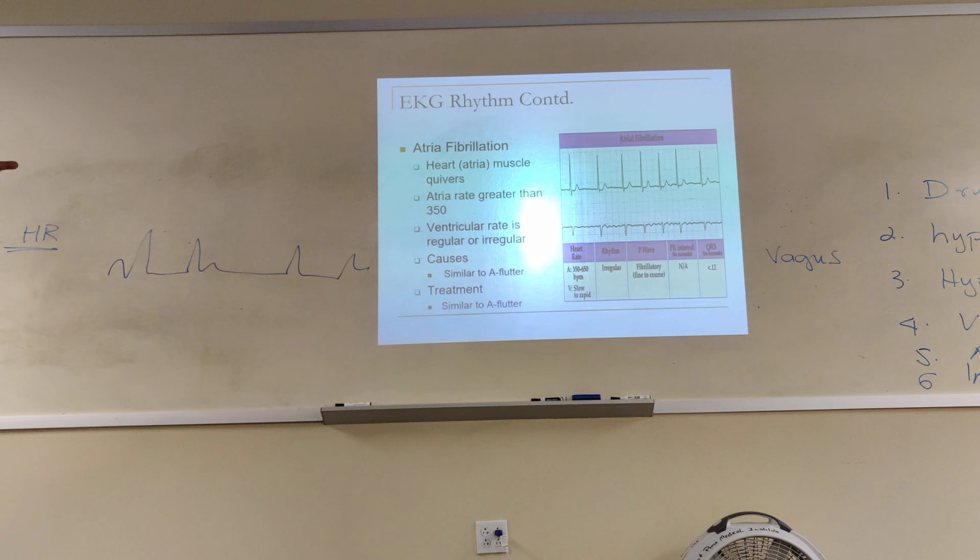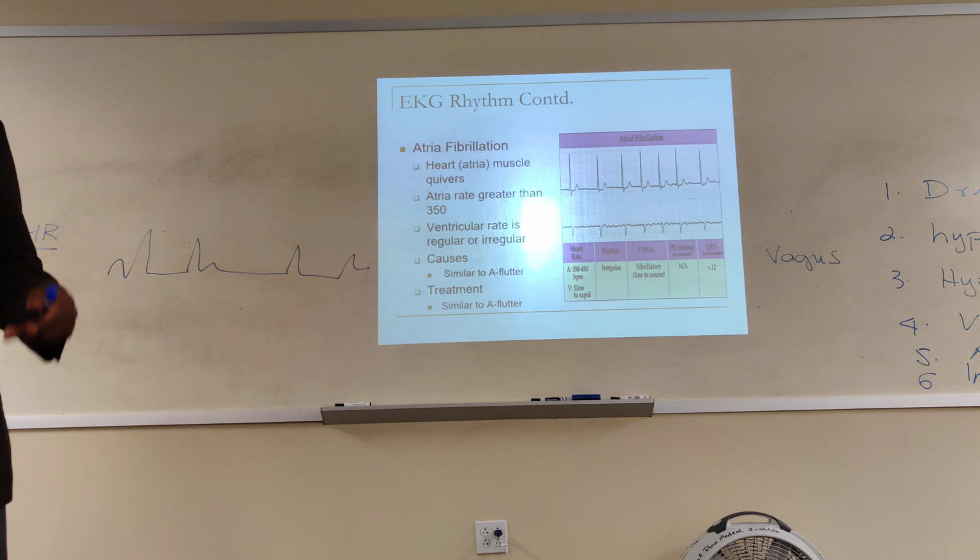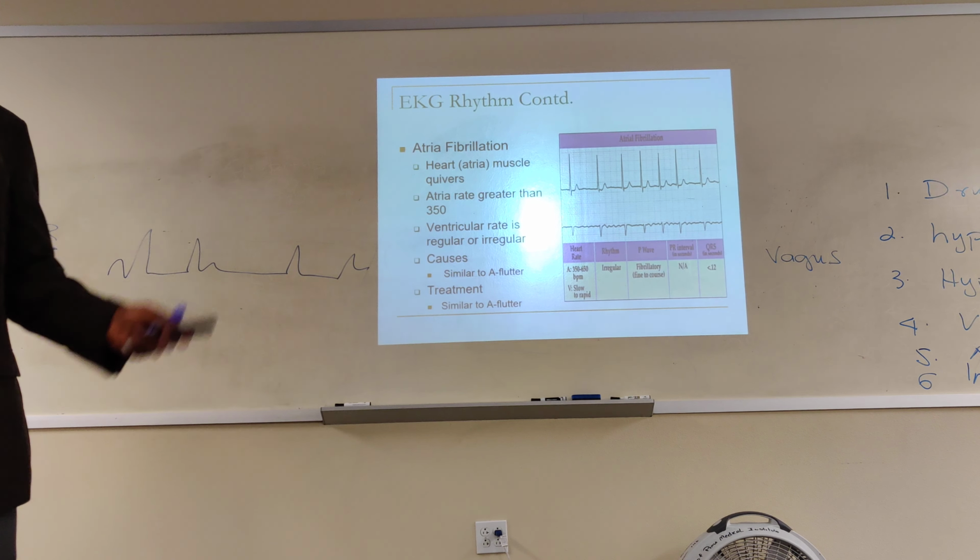So in atrial flutter, for instance, if the atria is beating at the rate of 250, and only 50 of them go to the AV node down to the Purkinje fibers, my ventricular rate will be 50. But my atrial rate will be 250. If I have 100 of them make it through, then my ventricular rate is 100. So in atrial flutter or atrial fibrillation, you can have normal ventricular rate. You can have more than normal ventricular rate. You can have abnormal ventricular rate. It depends on how many signals will make it through the AV node.